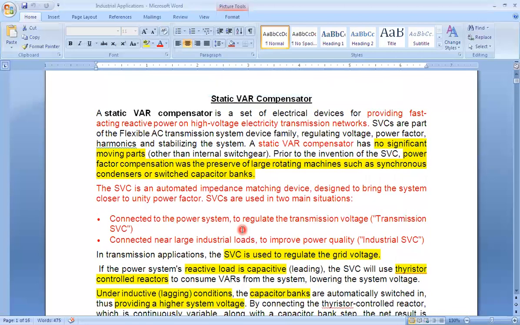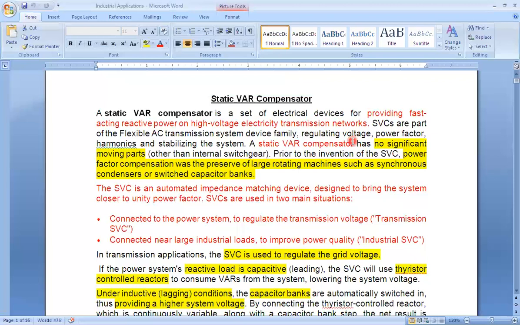So the role of the static VAR compensator is to regulate the output voltage, right, by injecting the capacitive element or by injecting the reactive component. If more lagging nature, then inject the capacitive element. If more leading nature, then inject the reactive component, so that we may regulate the voltage properly. That is to regulate the voltage.